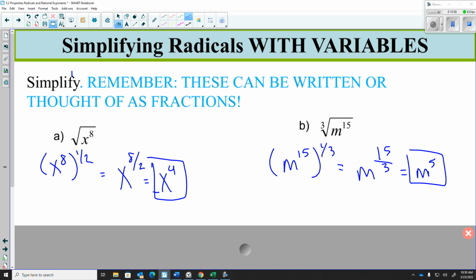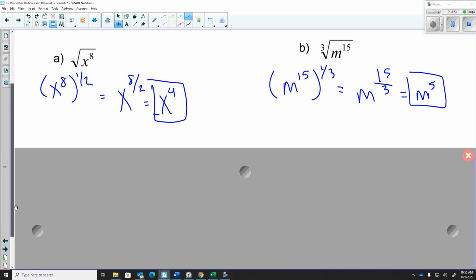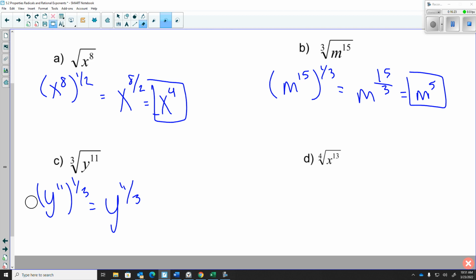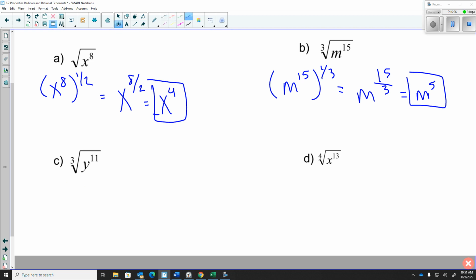Okay, well, what if we did one like this? Cube root of y to the 11. Well, that's y to the 11 to the 1/3, which is y to the 11/3 power, but it's kind of nasty, right? The problem is that it doesn't divide evenly. So when it does not divide evenly, there is a little trick we can pull. And here's how the trick goes. You ask yourself a series of questions.